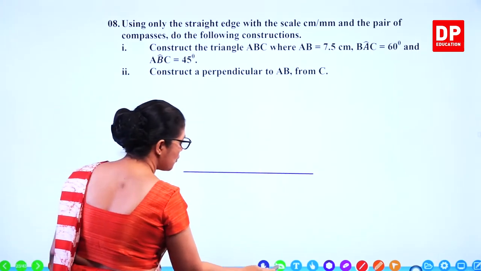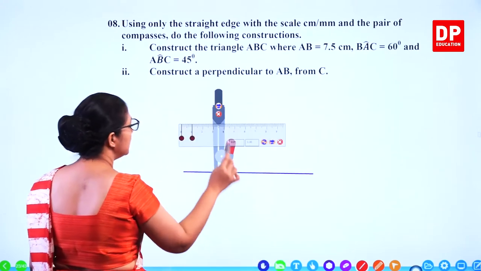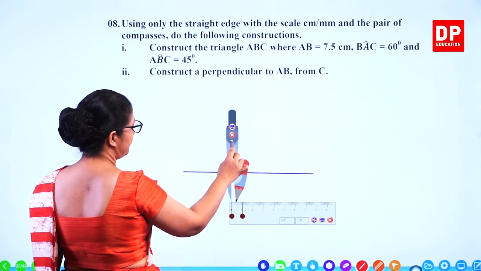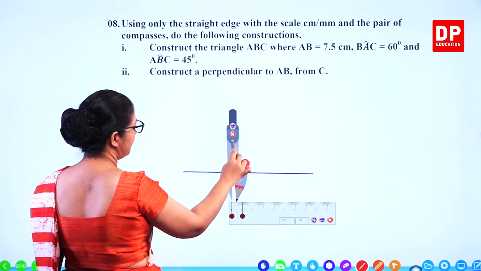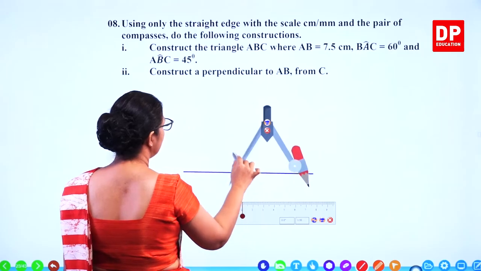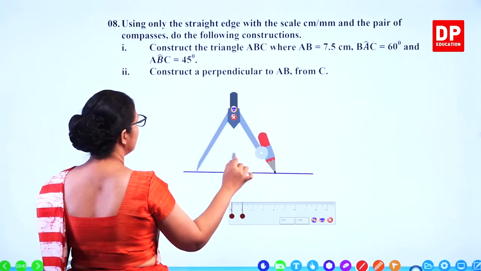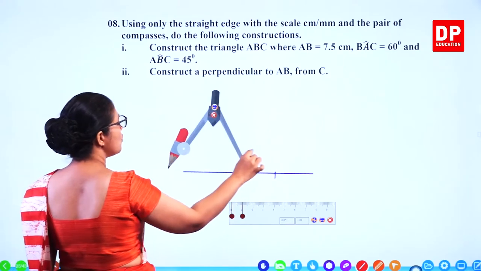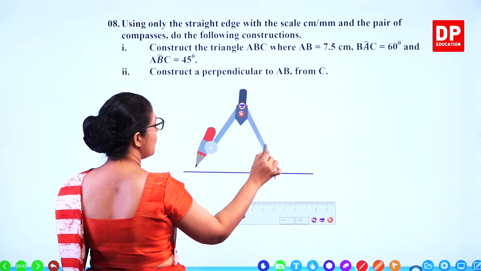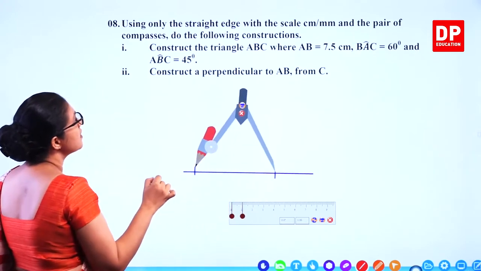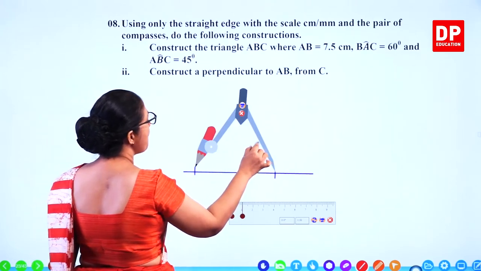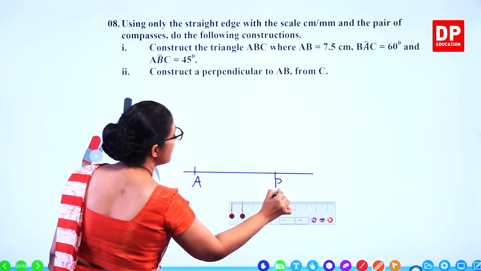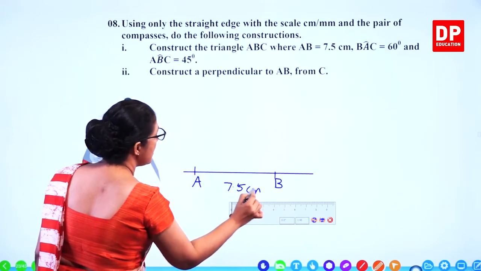And then you have to take the protractor and the ruler. You need 7.5 length. So measure 7.5 and mark it. Both ways you have to do to mark correctly. Then we know exactly that's 7.5. Then we can mark, this is AB, 7.5 centimeters. A angle is 60.